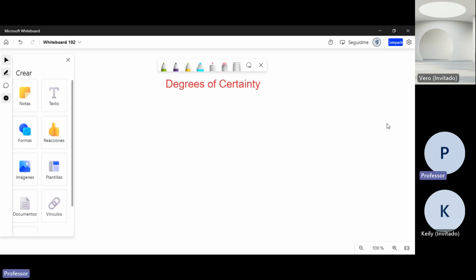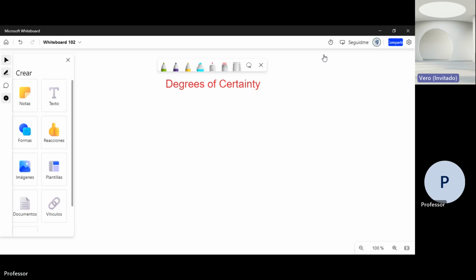Kelly, Vero, do you have any questions about these three verbs? No, I think it's only practice a lot. Yeah, I know it's a lot of practice, and you can use that link that I sent you at the end. There are a lot of exercises there.